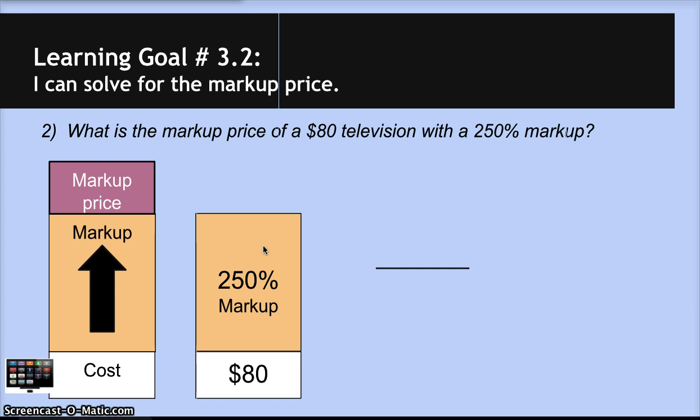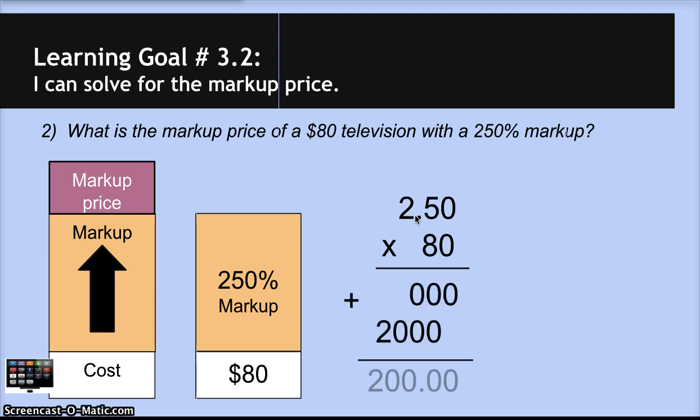So go back to that diagram that we drew. Our step 1 was we multiplied the money, $80, times the percent, 250. So we converted 250% into 2.50, and we multiply. Go ahead and pause and solve. All right, welcome back.